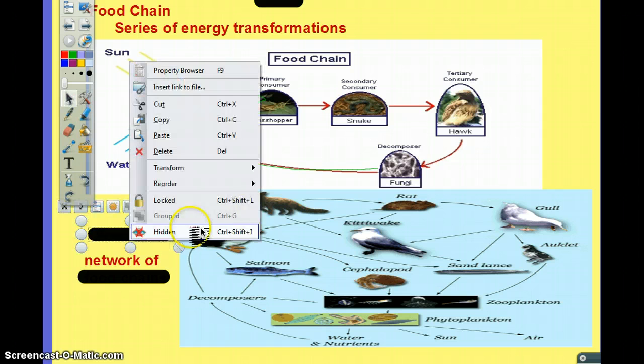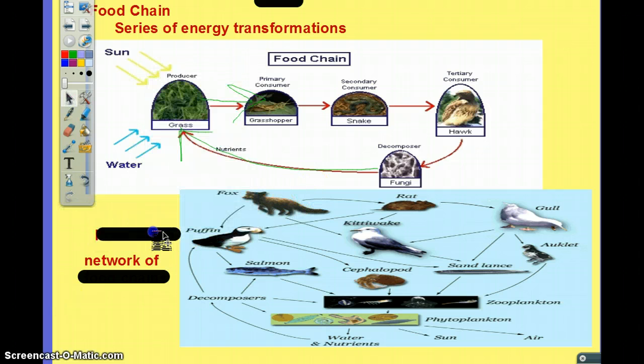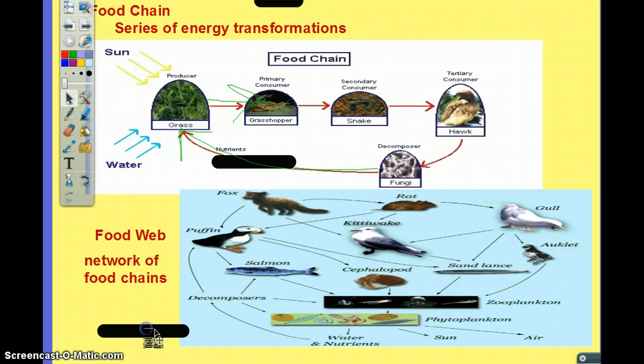Uh-oh. What's a food web? A network of food chains. Yeah, it's many food chains. So it's many organisms feeding off grass and many organisms feeding off those.